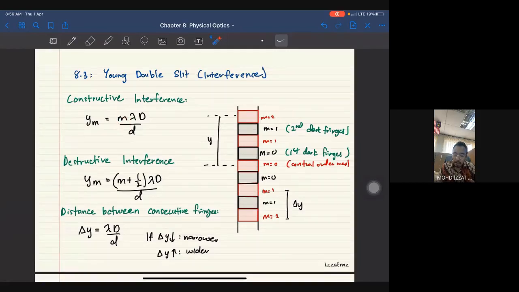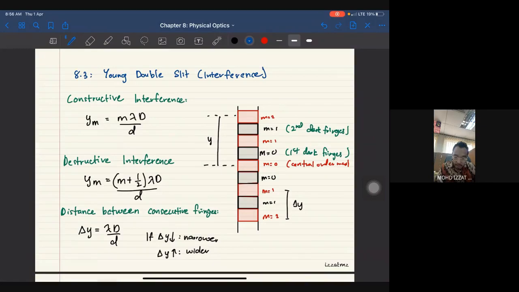But for dark fringes or destructive, here it is still called the central order maximum. Over here is actually your first dark fringe. Above and below here is your first dark fringe. You will see that m is equal to 0. The one above and below is actually the second dark fringe, but the order number m is 1. So for dark fringes you must always minus 1.